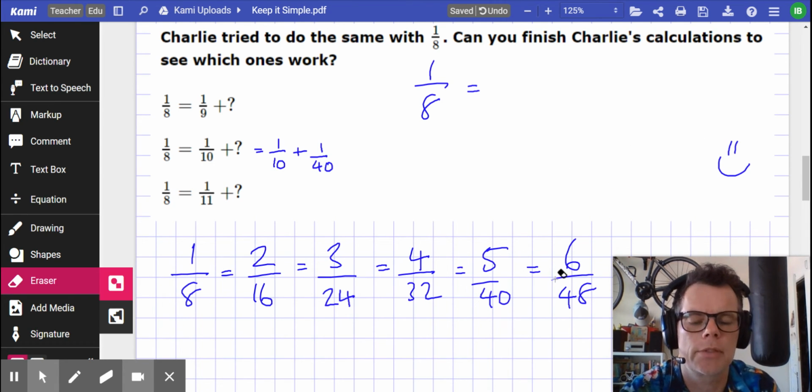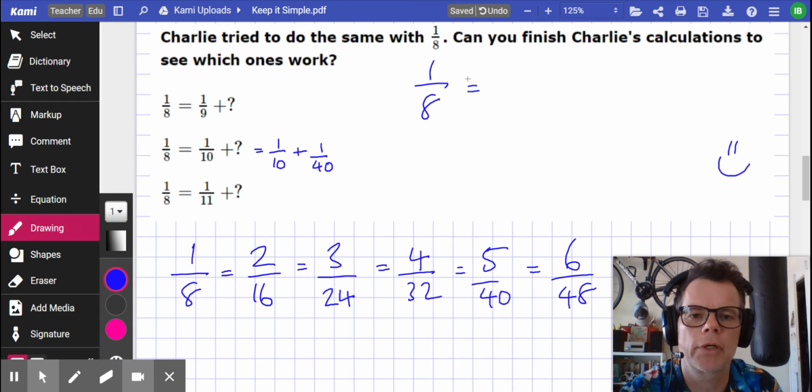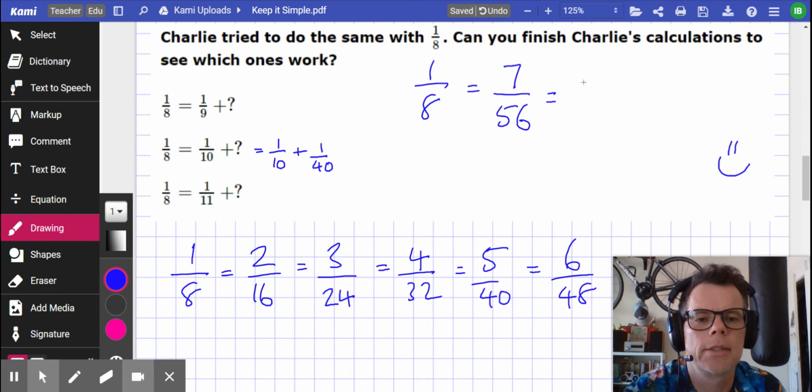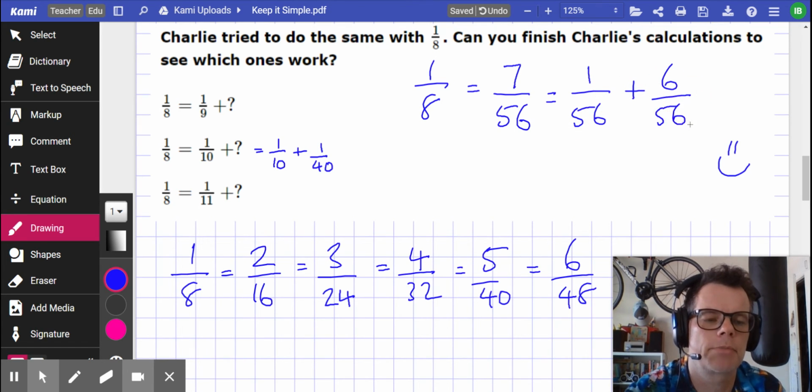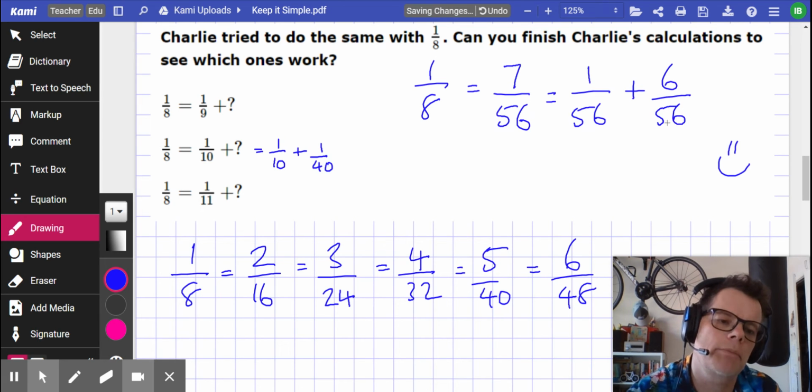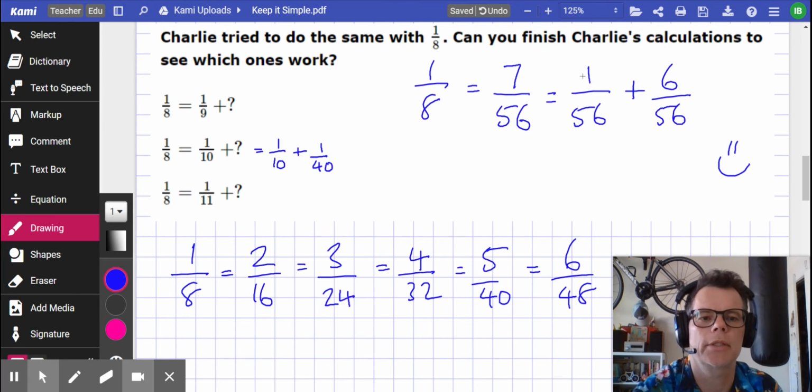So that was 6, wasn't it? Should we try 7? Yeah. So 1/8. Let's multiply by 7 now. An equivalent fraction. 1 times 7 is 7. 8 sevens are 56. Okay. Let's have a go at this. I could go for 1 over 56 plus 6 over 56. But again, 6 over 56, I don't think I'm going to be able to make that a unit fraction. So I can't do that.